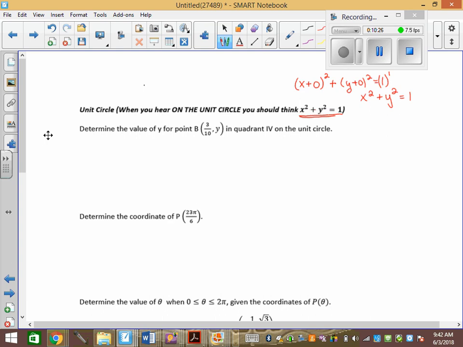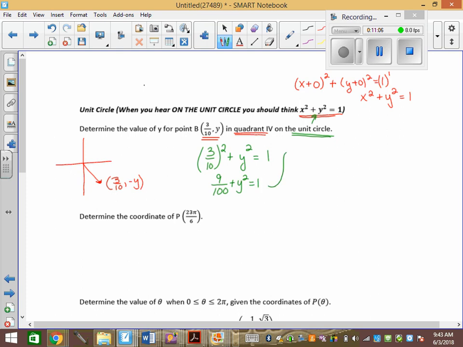So we have determined the value of y for the point 3 tenths, y, in quadrant 4. In quadrant 4, we have a point. My coordinate is 3 over 10, comma, negative y, because y is negative in that quadrant. And that's how they're telling you that it's negative. They're saying it's in quadrant 4. And they're saying on the unit circle, so they're telling us to use the formula. So we're going to get 3 over 10 squared plus y squared equals 1. 3 over 10 squared is 9 over 100 plus y squared equals 1.